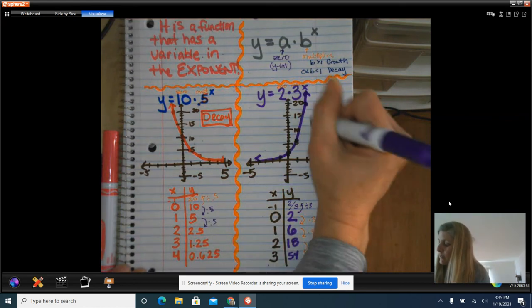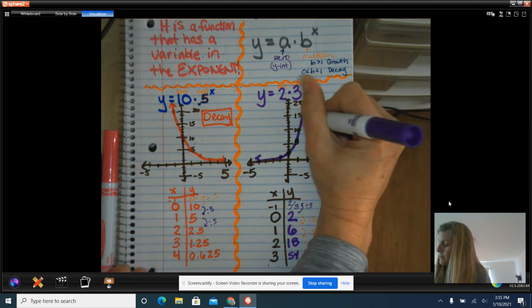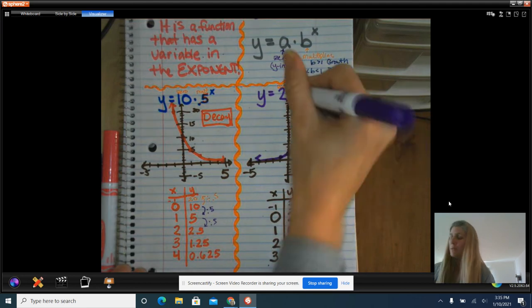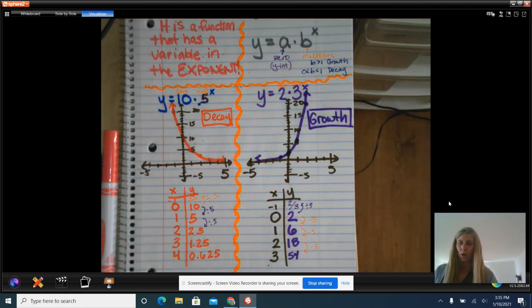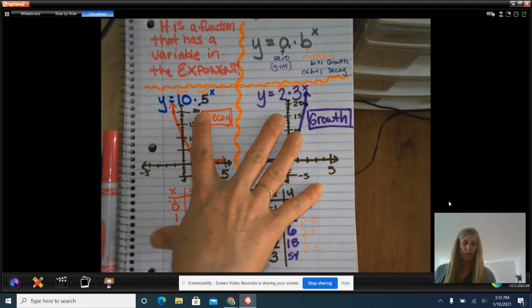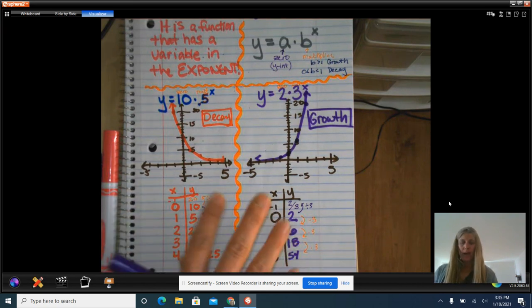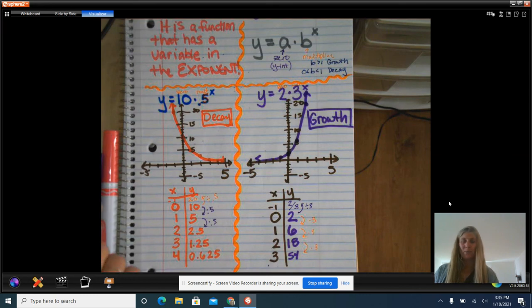So this, ladies and gentlemen, is what exponential growth looks like. And we have exponential growth when we have a multiplier that is bigger than 1. So you should be able to look at an exponential function equation and picture what that's going to look like in your brain. Okay, ladies and gentlemen, let's go ahead and get to work and have some practice in our Desmos activity today.